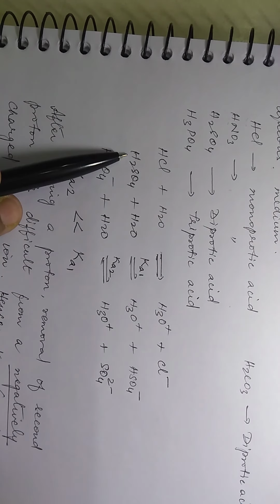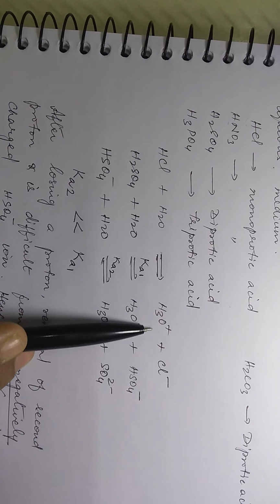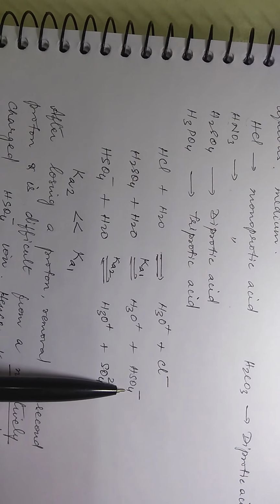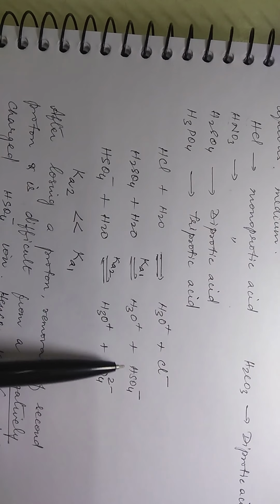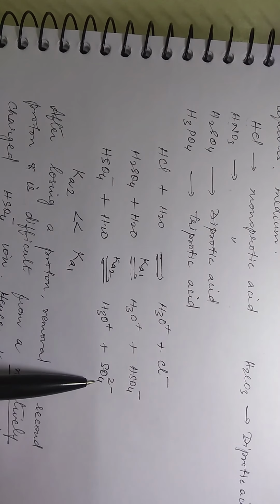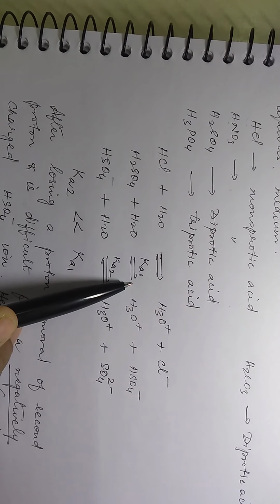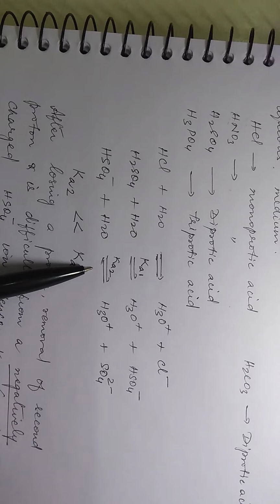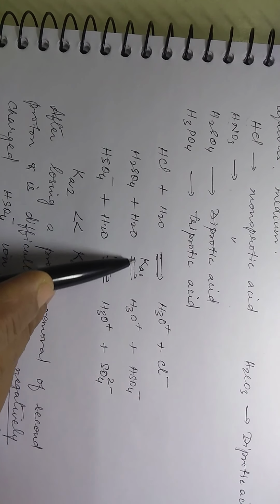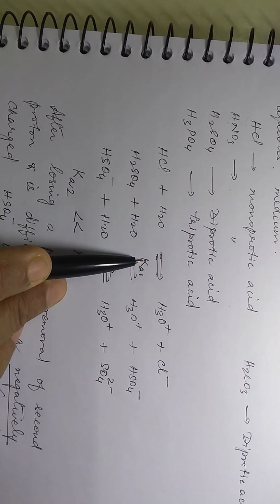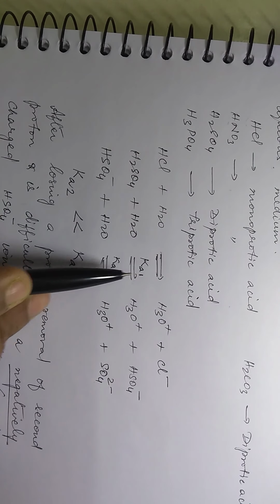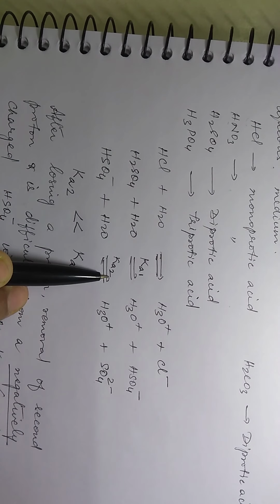H2SO4, first it is giving one proton to water, that becomes H3O plus, and what is left behind? HSO4 minus. And this HSO4 minus is again having the capacity to release one more proton. So with water it gives you sulfate ion. Is that clear? So one proton is released in the first step, one proton is released in the second step. So the equilibrium constant is correspondingly called as Ka1 and Ka2. Dissociation constant of acid, first step, dissociation constant of acid, second step.